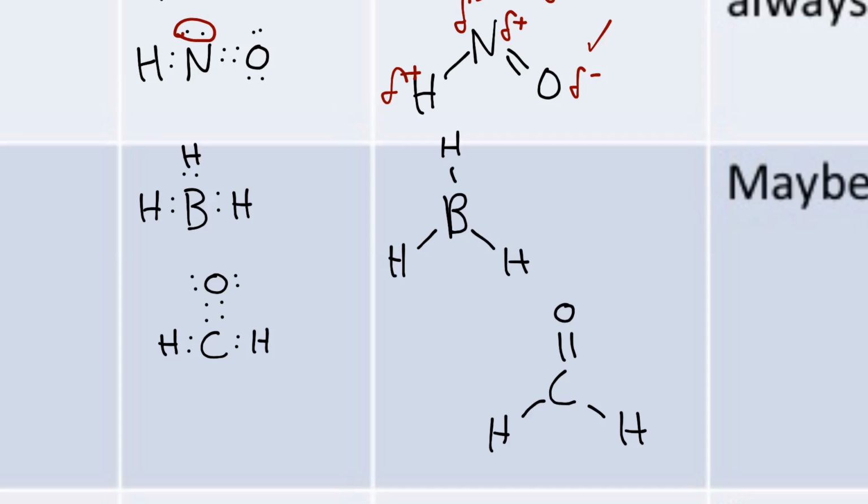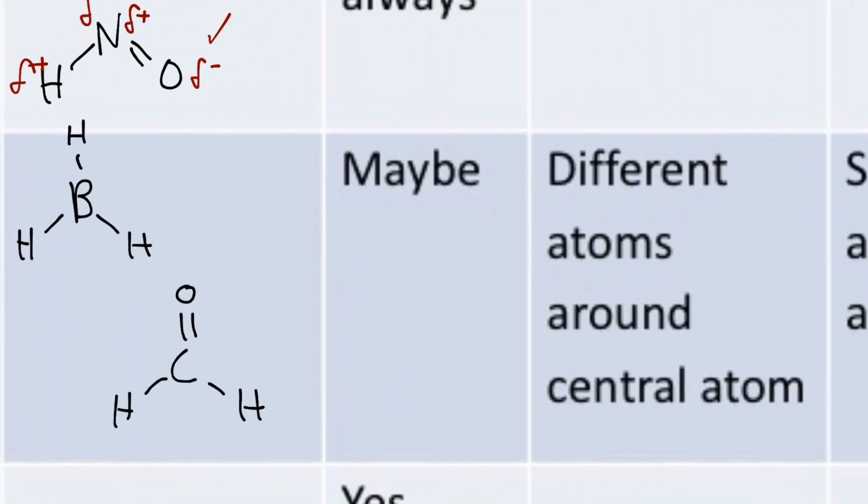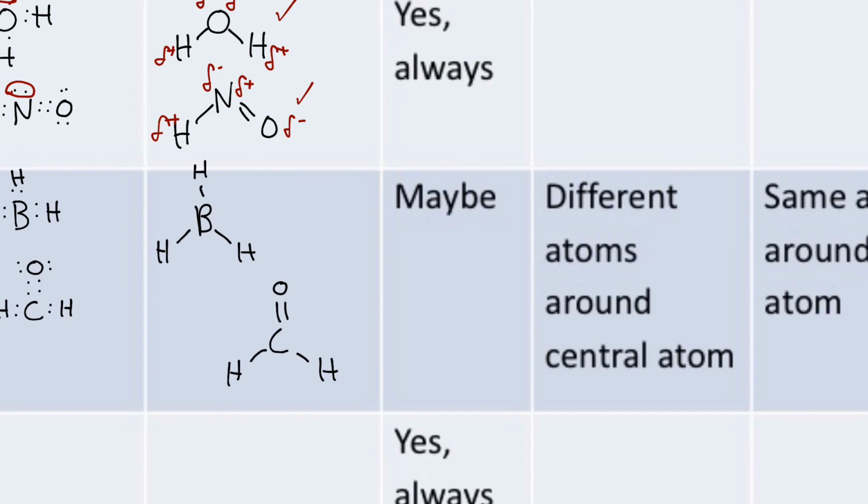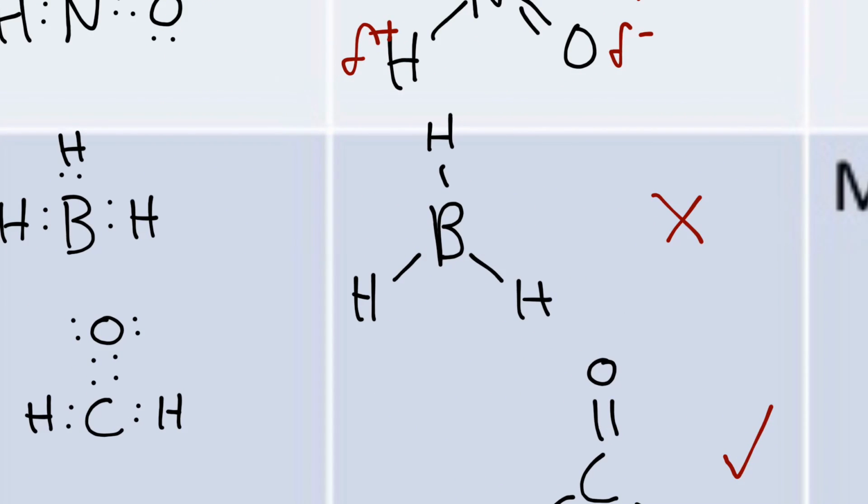Again, if we want to talk about polarity, it depends. If we have the same atoms around the central atom, it's going to be nonpolar. So this one would be nonpolar. However, if we have different atoms, it's going to be polar. And let's just take a look at why that's true. So with boron and hydrogen, boron in every case is going to be partially negative, while each of the hydrogens are going to be partially positive. So again, this gives a kind of negative core or negative center and a positive perimeter. For something to be polar, it has to have a positive end and a negative end, which this does not have.